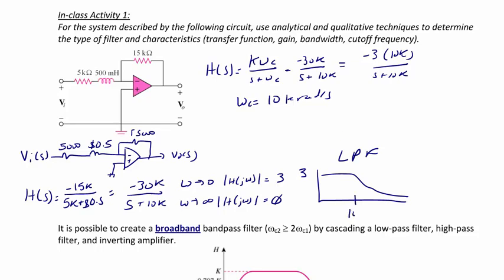So if we mark 10K on our graph here, and here's omega in radians per second, we know that at the point where we get 10 kiloradians per second, the magnitude is 3 over the square root of 2. So the passband is 10 kiloradians per second, and the gain is negative 3, or if we're looking at magnitude, it's 3.